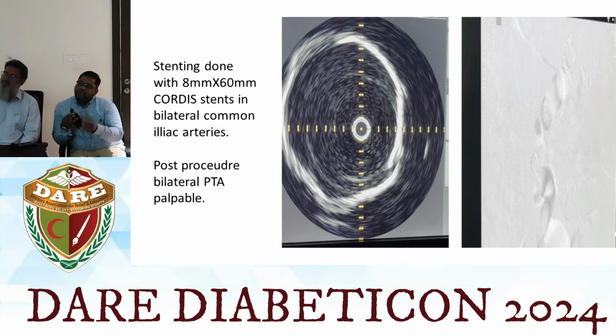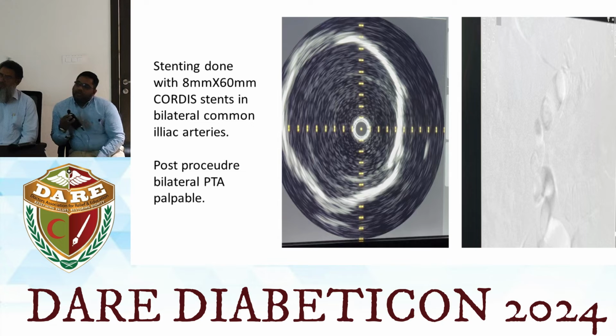So post angioplasty with IVL, we did an angiogram and an IVUS, and it gave us a better luminal gain. Since it was at the bifurcation of the artery, we did a kissing stent later on, bilaterally, and post that we got good pulses in the limbs bilaterally.